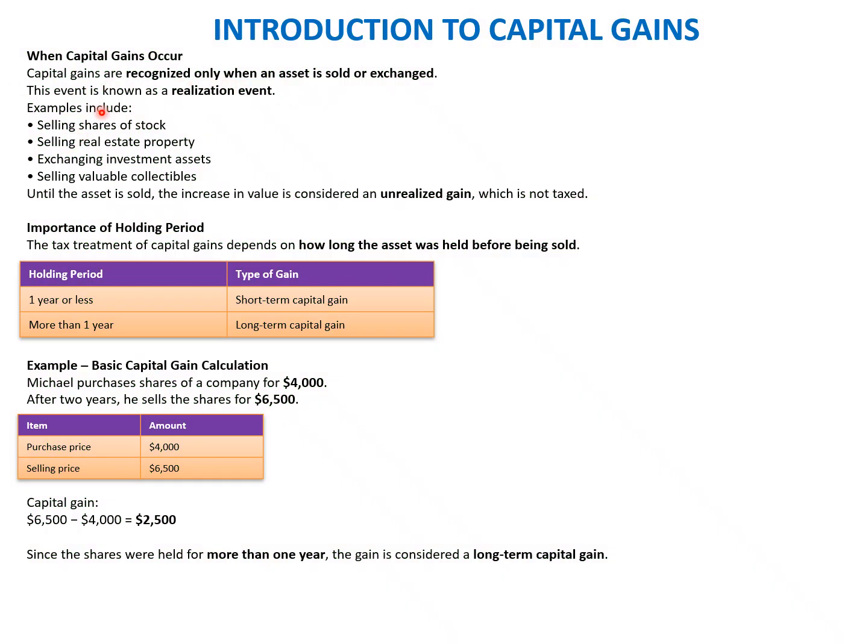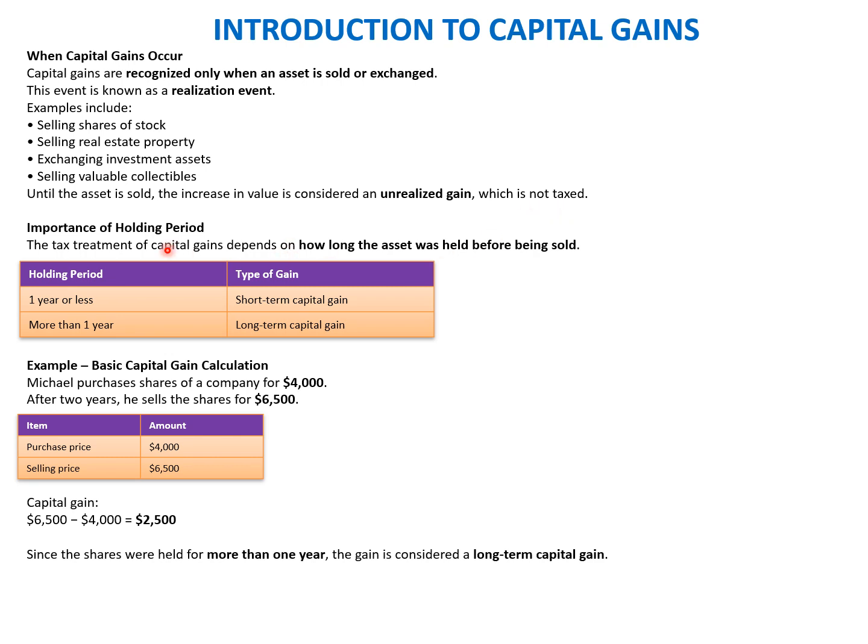So basically, the event is either the asset is exchanged for a consideration, or if it is not for consideration, for a fair value, or if the asset is sold. For example, selling shares in the stock, selling real property, exchanging investment assets, and selling valuable collectibles. Until the asset is sold, the increase in the value is considered an unrealized gain, which is not taxed. This is a simple example, which is there in the normal tax concept in India as well.